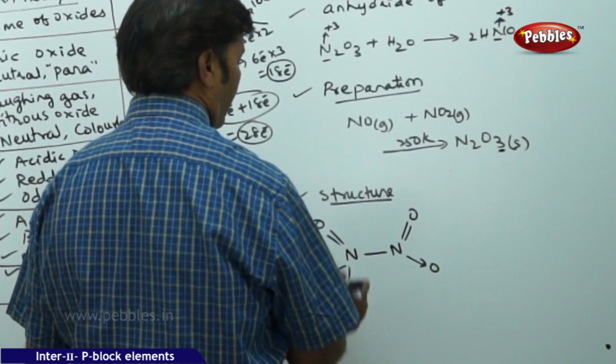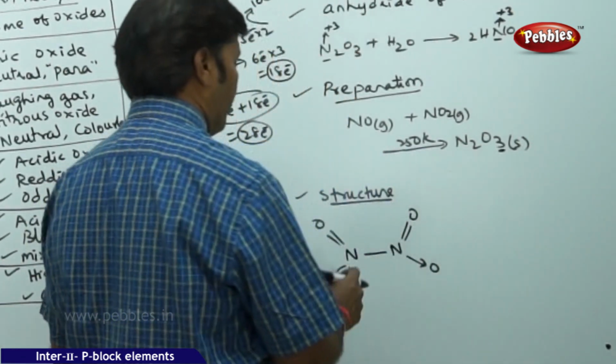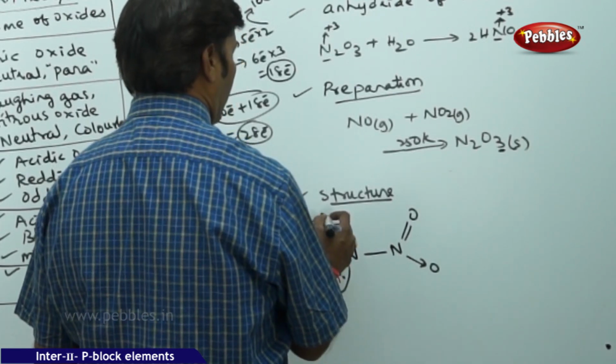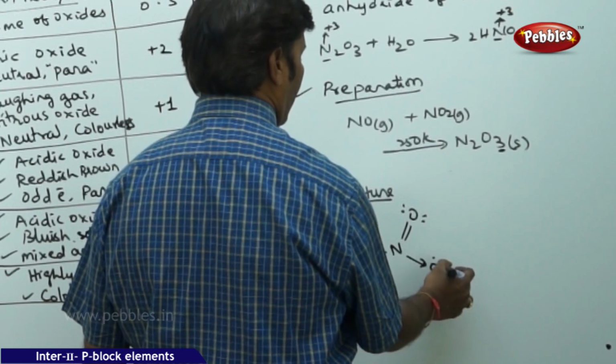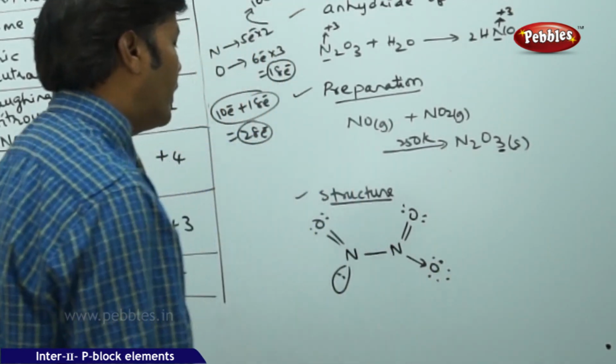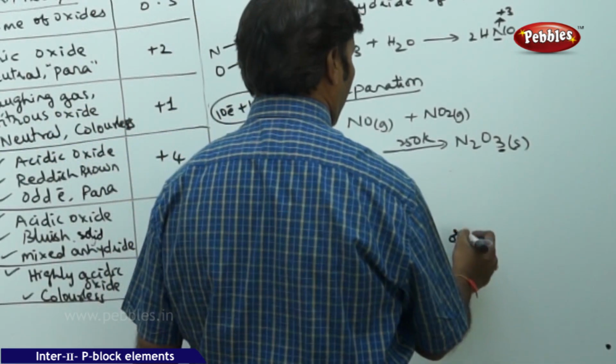So definitely one lone pair exists in the oxygen, and therefore the rest of the lone pairs on the oxygens can be highlighted accordingly. Here also the oxygen, because it is taking up one coordinate covalent bond, 3 lone pairs have to be highlighted, and this is the structure which is possible for dinitrogen trioxide.